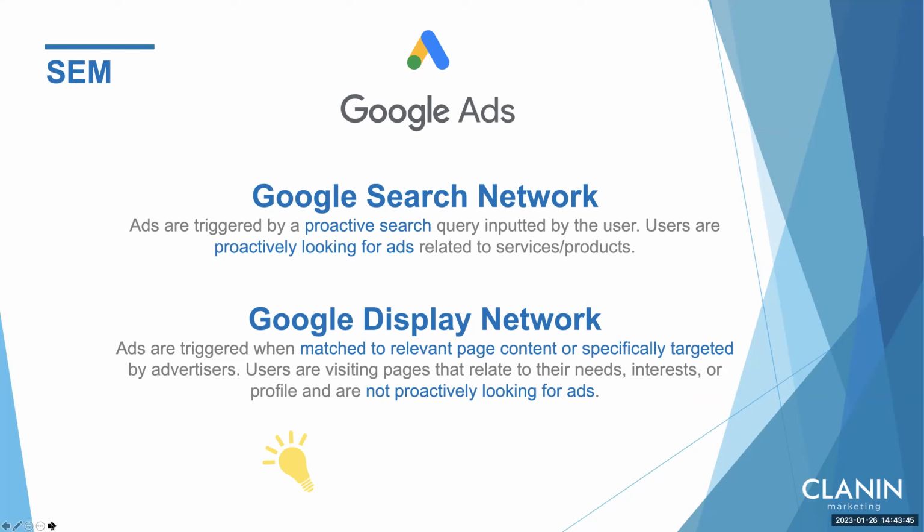So that is called the Google Search Network. And then they have the Google Display Network. These are display ads, image ads that are displayed across many different sites across the internet and then shown to those individuals.